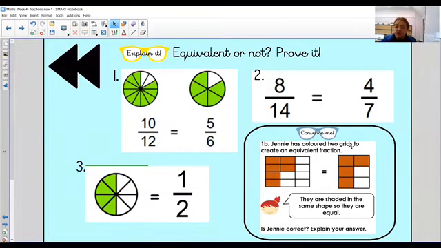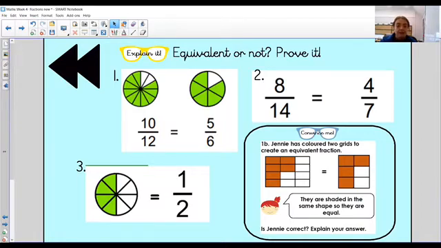So Jenny has coloured 2 grids to create an equivalent fraction. They are shaded in the same shape, so they are equal. Is she correct? Explain her answers. Okay, so that's a little extra challenge if you think, I've really got the hang of this, Miss Tyson, and I'm going to show off how amazing I am, and I'm going to send you this convince me. Okay, brilliant. Come on back when you've had a go at that. So hopefully you've had a go at that now, and you've put yourself to have a go at that convince me. So let's see how you got on.